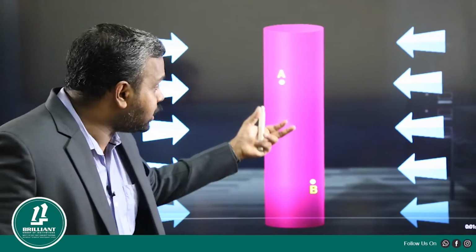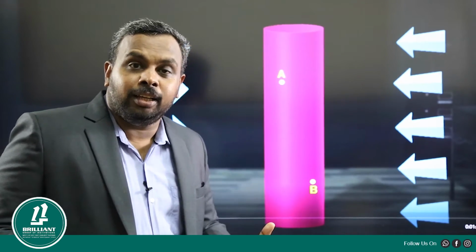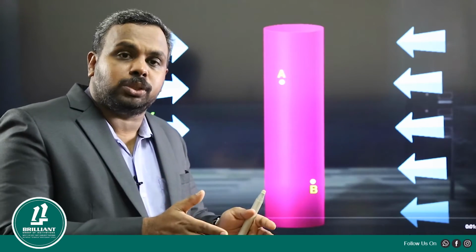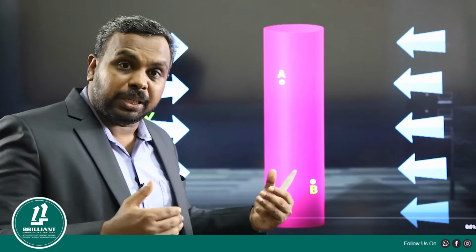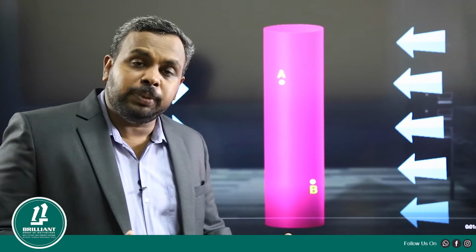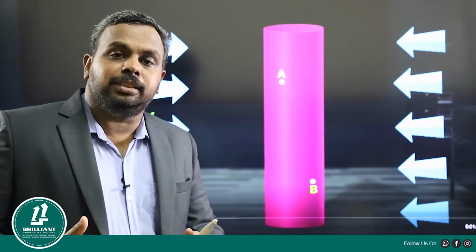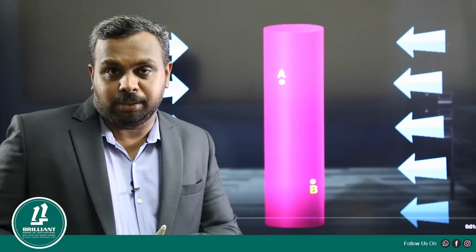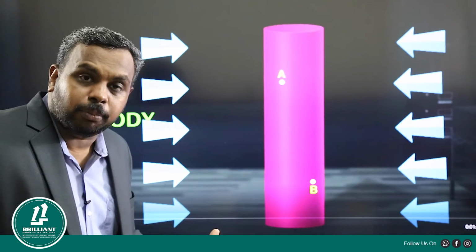What do you think if it is a cylinder made up of clay? If you're marking 2 points, after the removal of the forces, do you think that these points will preserve their position? No, which means we can classify these objects into 2 types, right? The first one is rigid and the other is flexible. So here we are going to study about rigid body.